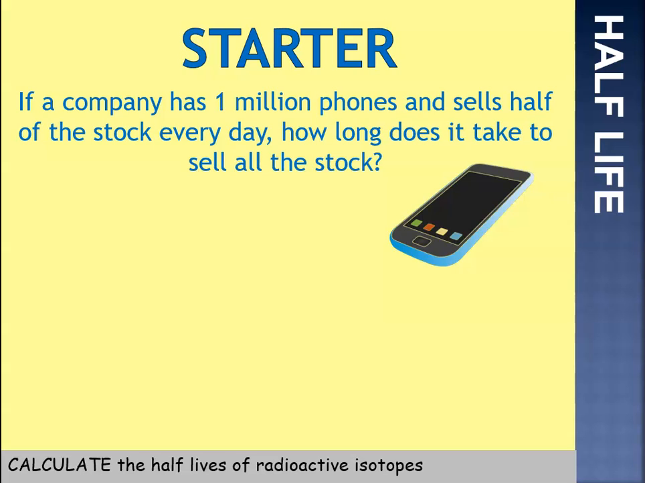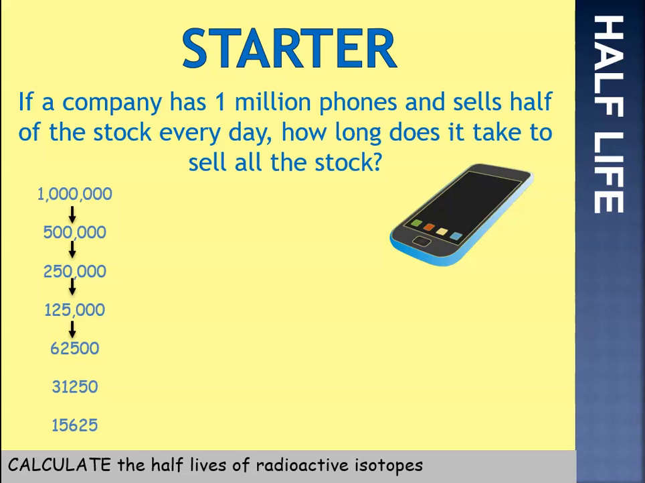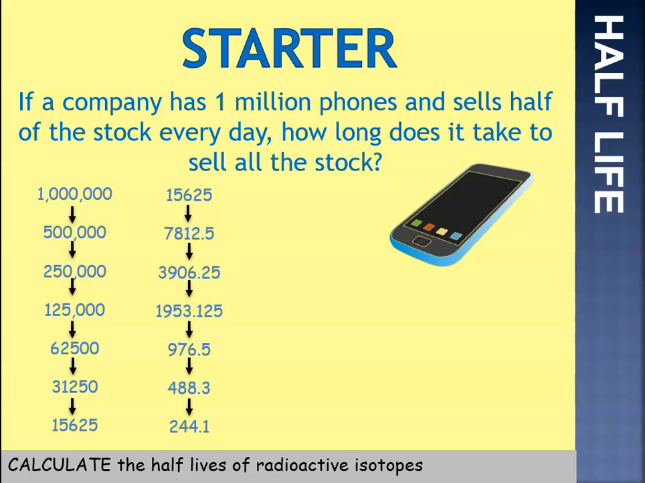So we start off with 1 million phones. If we keep halving that, 1,000,000, 500,000, 250,000, 125,000, 62,500, 31,250 and 15,625, how many days is that? 1, 2, 3, 4, 5, 6. So in 6 days, it's gone down to that point. Next one. How many days to get down to 244.1 if it halves every single day? 1, 2, 3, 4, 5, 6. So in 12 days, it's gone down to 244, not quite 0.